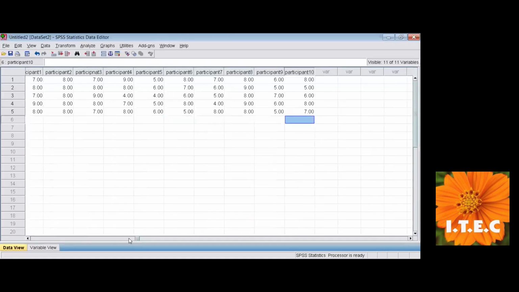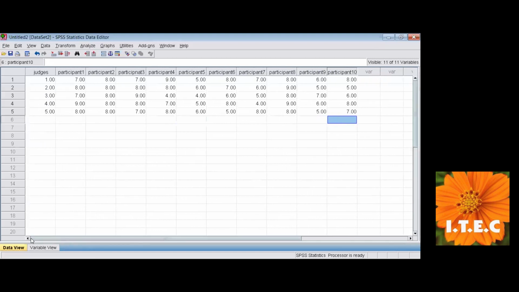Now see, this is the data which you have entered. You have the 5 judges, so you have the rating of the 5 judges. The first participant, his rating is this. This is the second participant, his rating. There's the third participant, fourth, fifth, sixth. So these are the ratings.